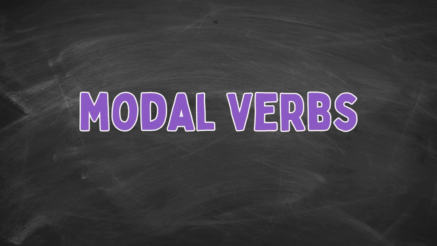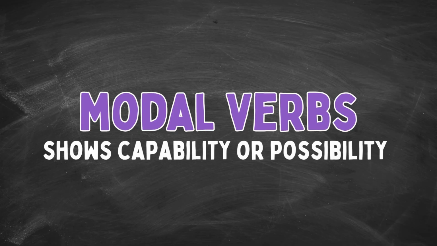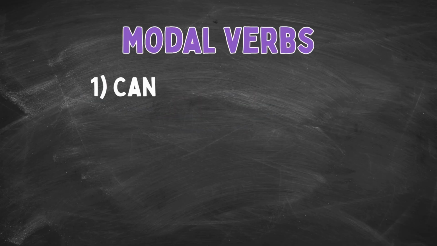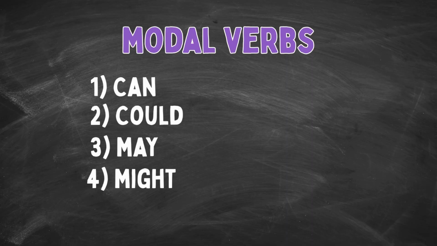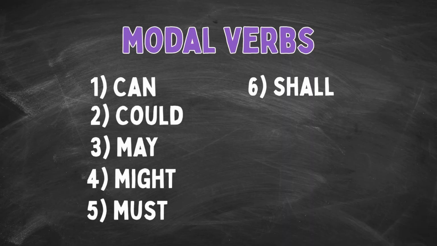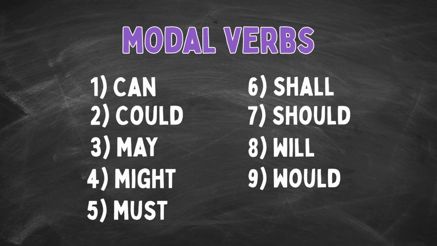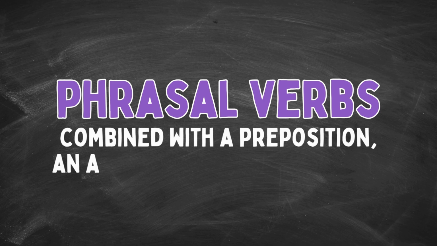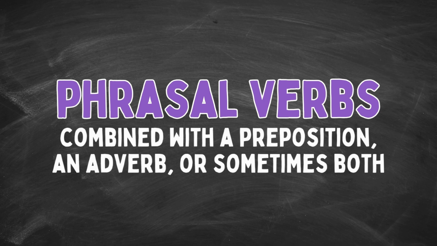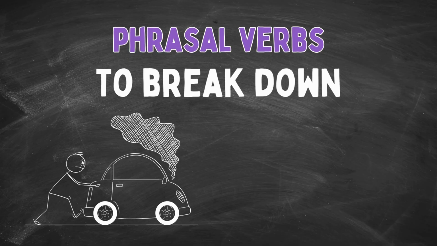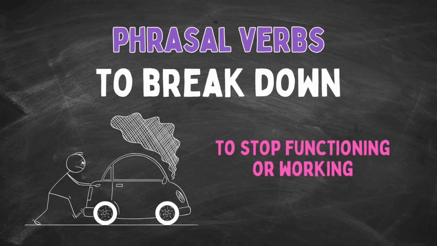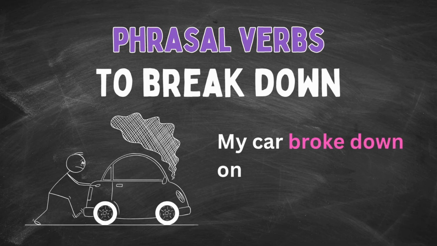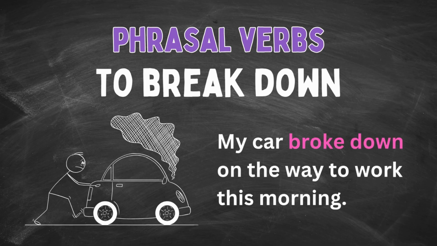Modal verbs. Modal verbs show capability or possibility. Can, could, may, might, must, shall, should, will, would, ought. Phrasal verbs. Phrasal verbs are combined with a preposition, adverb, or sometimes both. For example, to break down, which means to stop functioning or working. My car broke down on the way to work this morning.